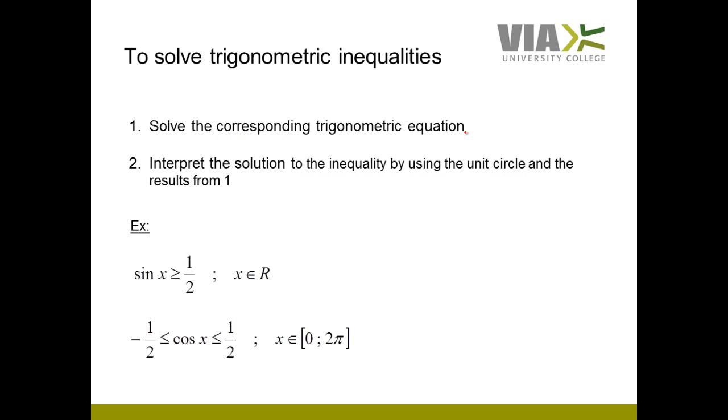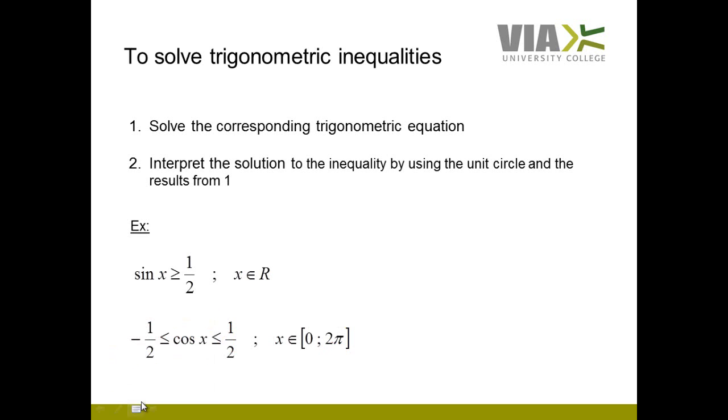I have chosen to include two examples. The first one is sin x greater than or equal to 1 over 2, but we don't have any restrictions to x. X is equal to all real numbers. That's the first example. The second example I have chosen to include is this one you have down here, where cosine x has to be greater than or equal to negative half, or smaller than or equal to positive half. And moreover, we have a restriction to x. X has to be in between 0 and 2 pi. That's the two examples we'll look at here.